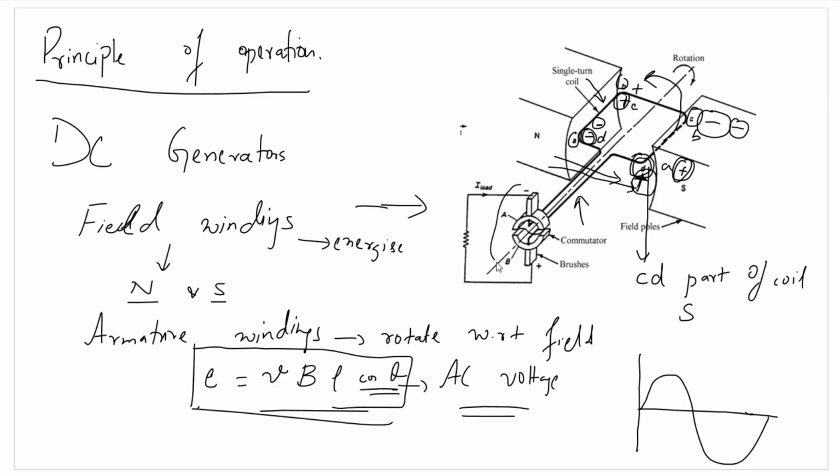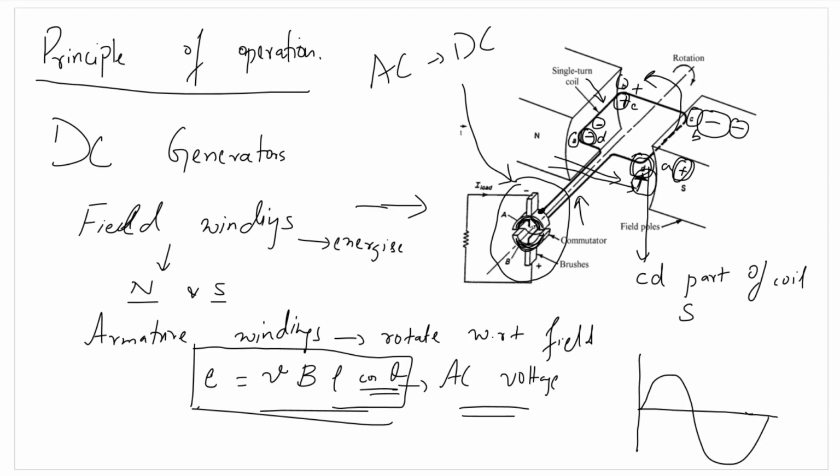That's why we use the commutator and brush arrangement so that we can rectify the AC voltage to DC. So the commutators and brushes are meant to act like a rectifier in this case that will convert the AC voltage into a DC voltage. What happens is, say for example, this commutator segment is attached to the coil side AB, and this commutator segment is attached to the coil side BC. Now the commutator is also rotating.